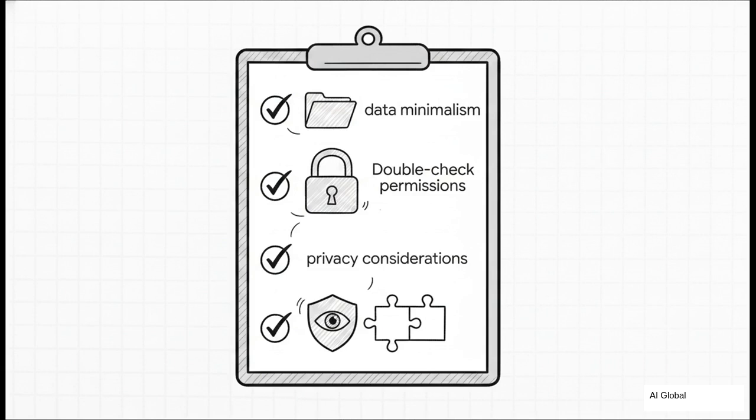Second, frequently double-check your permissions so you know exactly what the AI can see. Always keep privacy considerations top of mind, especially if you're dealing with sensitive company data. And finally, just manage your expectations. Don't assume every single app on the market has a supported connector yet. The ecosystem is growing fast, but it isn't infinite.